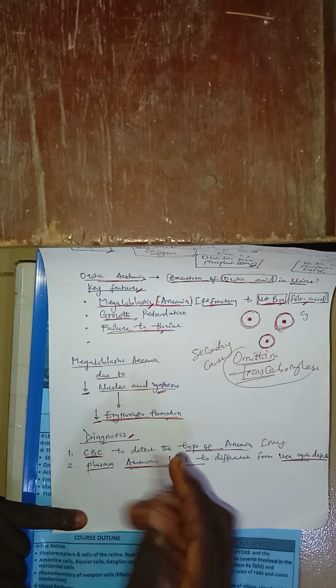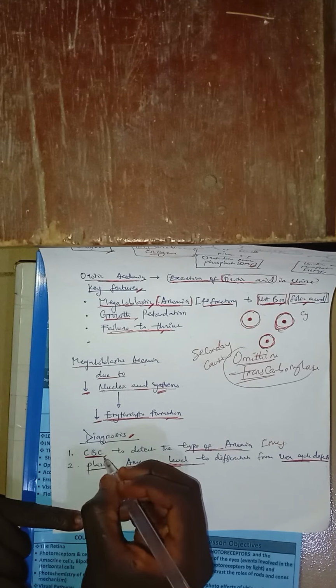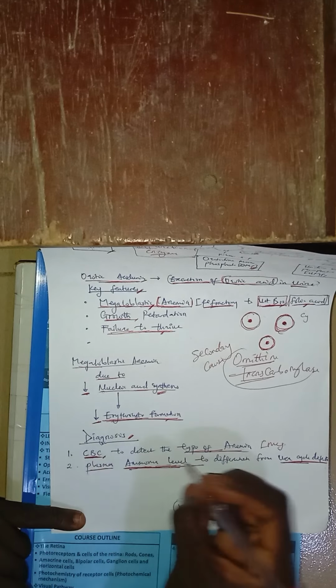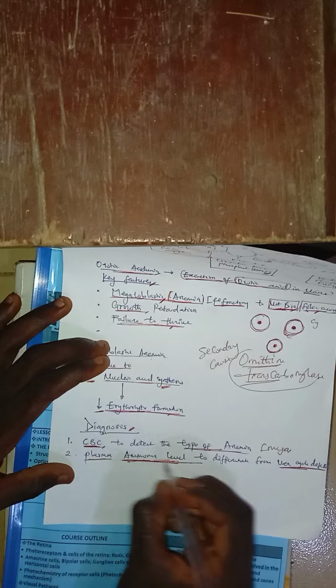How do you diagnose it? You ask for a CBC, complete blood count, to detect the type of anemia. When you do that test, you see megaloblastic anemia. Try treating it with folic acid and vitamin B12. If it's not working, then you think of orotic aciduria. Also check the plasma level of ammonia to differentiate it from the urea cycle defect, which is this ornithine transcarbamylase defect.